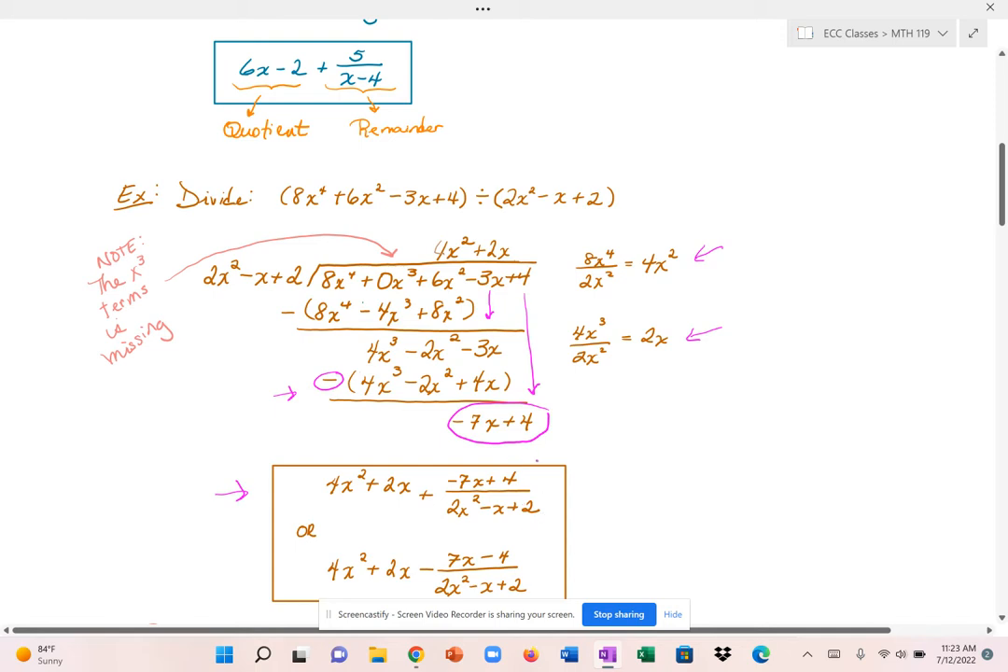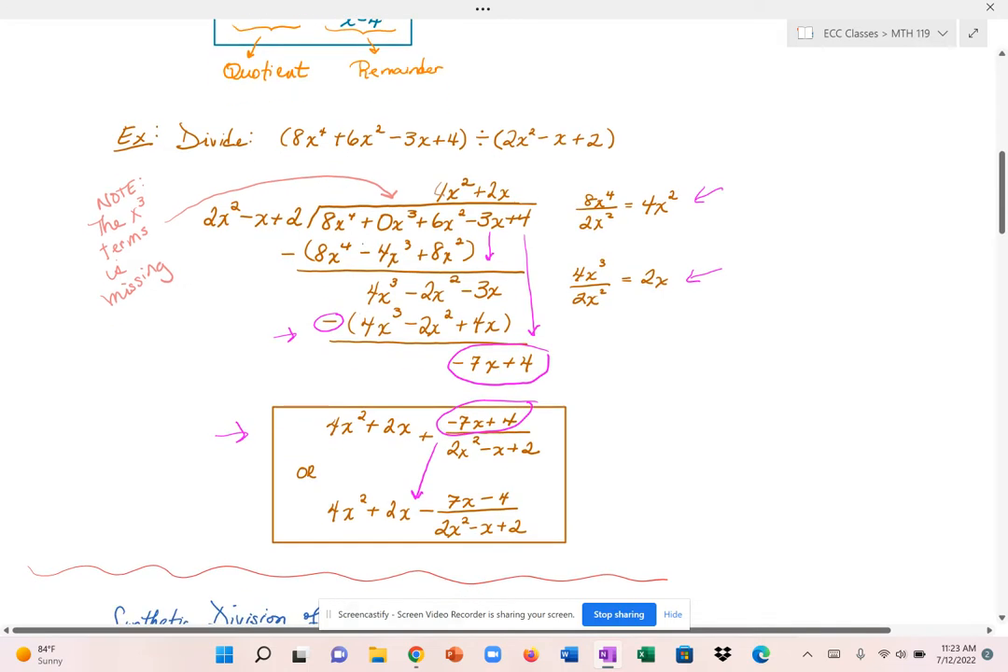Or you can factor out a negative from here. And so this becomes a minus here. So 4x squared plus 2x minus 7x minus 4 over your divisor, both of those answers are equivalent. So either one is fine.